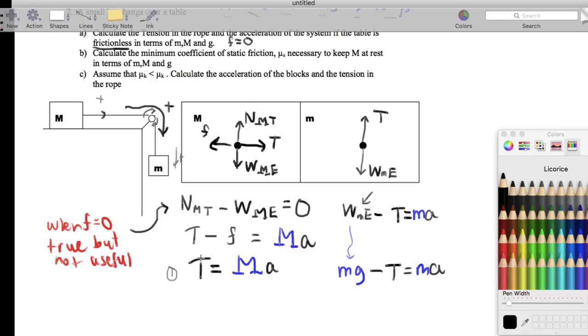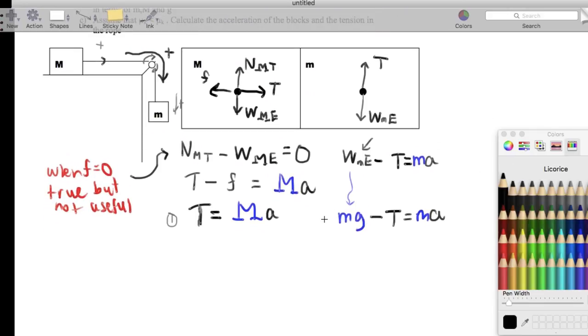Once again, let's check blue versus black letters. So I don't know what tension is. That's why it's black. That's why it's written as just a plain letter that we don't know what it is. Big M, we know it, so we write it as blue. A, we don't know. Little m, g, we have values for those. We said that little m was 2, big G was 10.